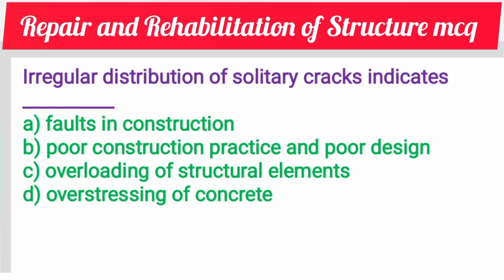Next question, irregular distribution of solitary cracks indicates option A, fault in construction, option B, poor construction practice and poor design, option C, overloading of the structural elements, option D, overstressing of concrete. The correct answer is option B, poor construction practice and poor design.